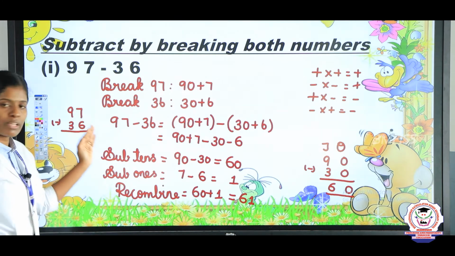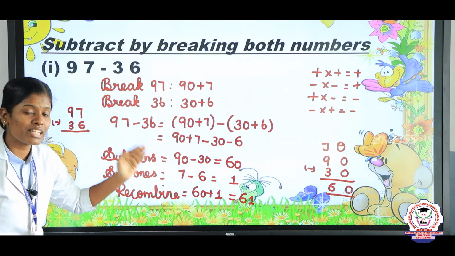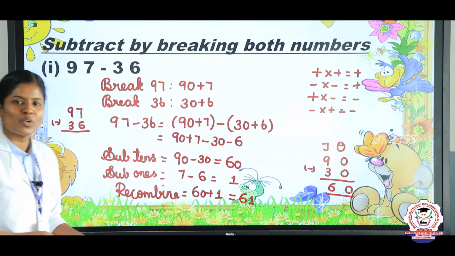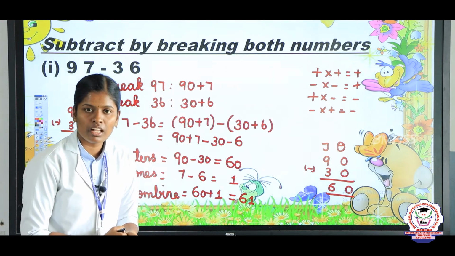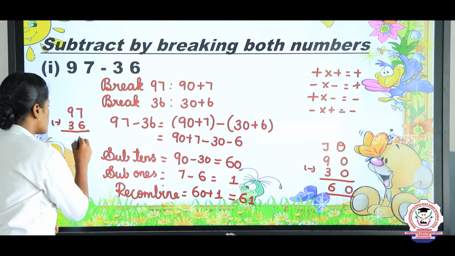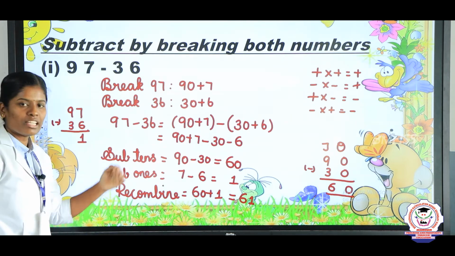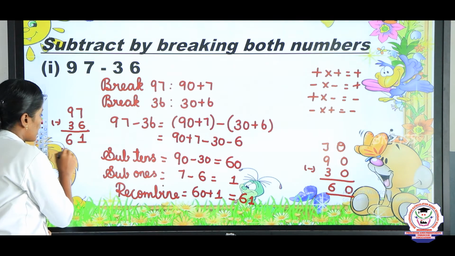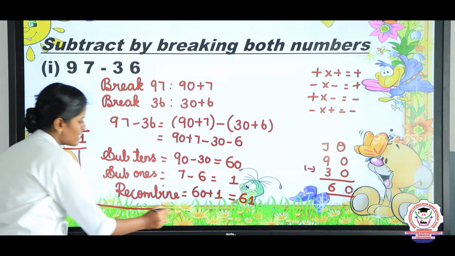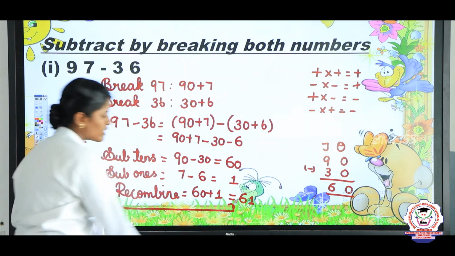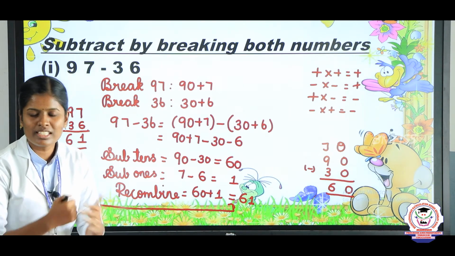Now take the ones place value. Here the ones place values are 7 and 6. Now tell me Nani, what is the answer? 7 minus 6? Very good my dear. The answer is 1, and 9 minus 3, the answer is 6. Now we got the answer 61. So our subtraction by breaking both numbers is correct.